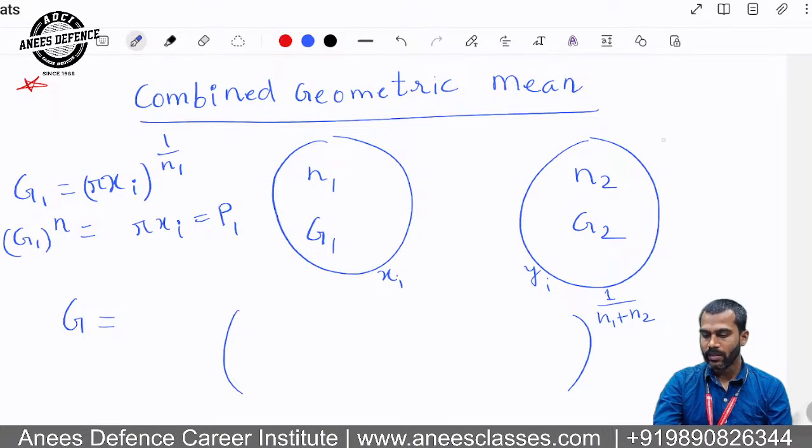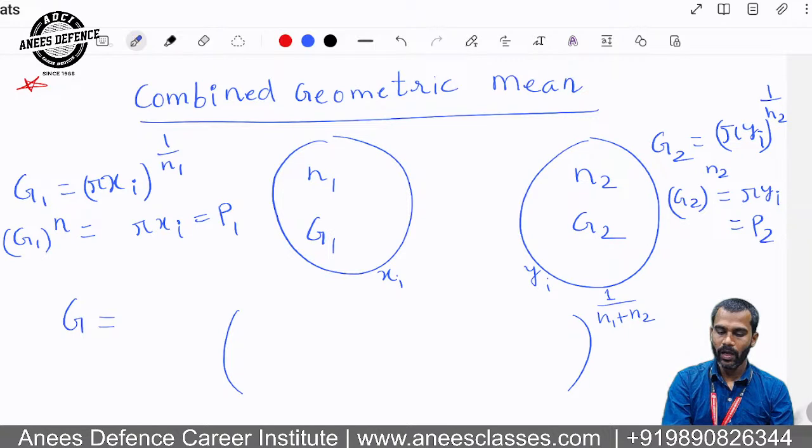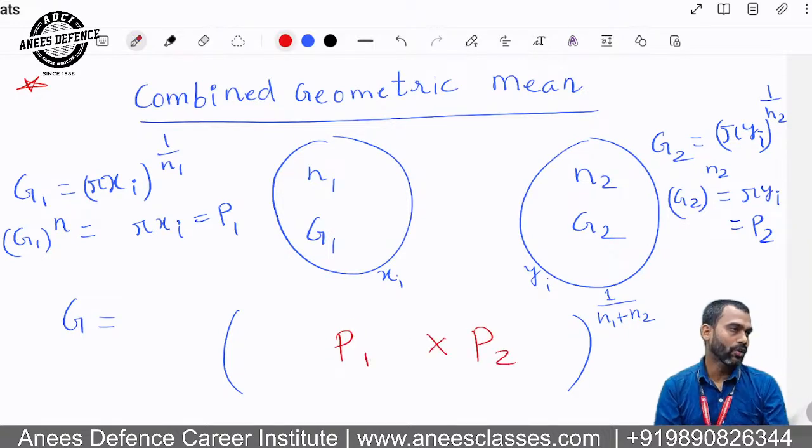Similarly, can I say G2 is equal to what? Pi yi raised to 1 by n2. Now, G2 raised to n2 will be what? Pi yi. Yes or no? Which is nothing but P2. And we want P1 into P2 here. Yes or no? Product of all the observations means product of all the observations in the first group into product of all the observations in the second group, which are P1 and P2 respectively.